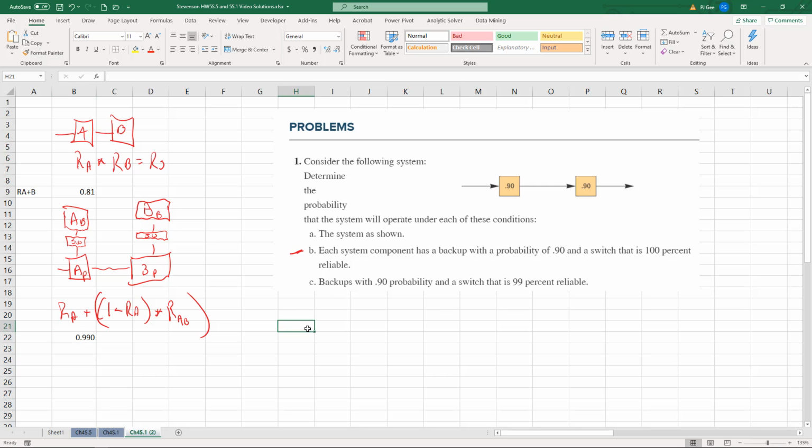Okay, so that is the reliability for one of these systems, but we have two in sequence. So we need to do that twice. This is still problem B, part B. So it's just going to be equal to that number squared. So we should get 0.9801. Now that is the reliability with the switch being at 100%. So let's go to part C here.